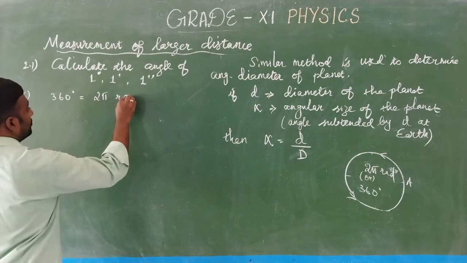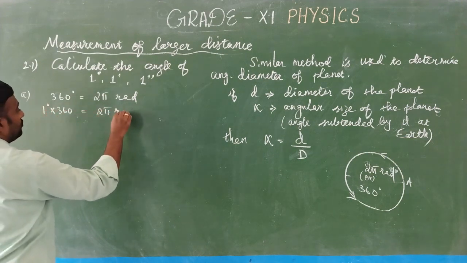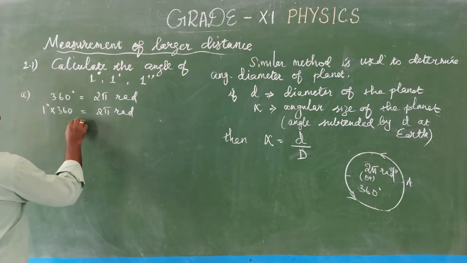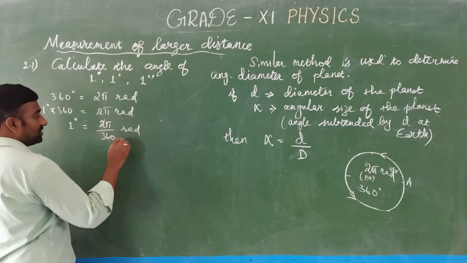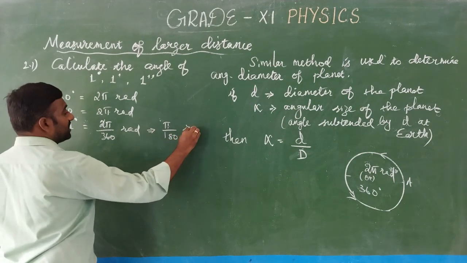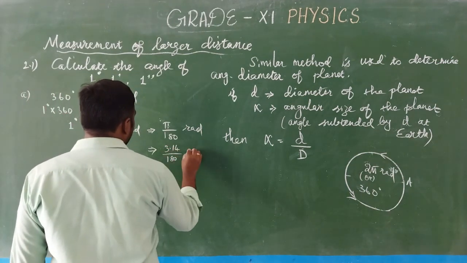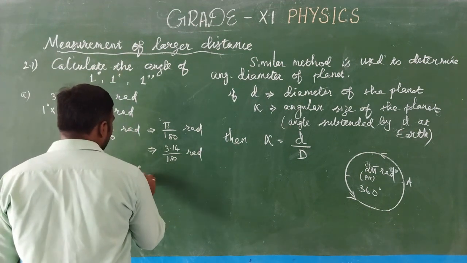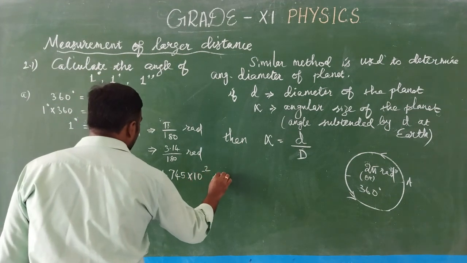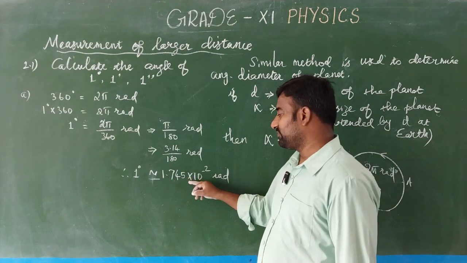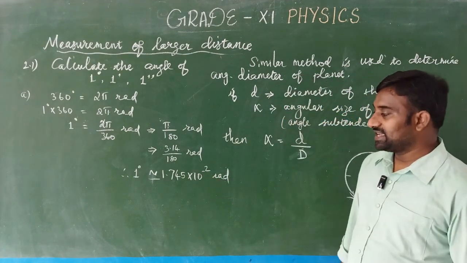So 360 degree is equal to 2 pi radian. We can write it as 1 degree into 360 is equal to 2 pi radian. Therefore 1 degree is equal to 2 pi by 360 radian. We can cancel 2 and 360, so finally we have pi by 180 radian. What is the value of pi? It is 3.14. So 3.14 divided by 180 radian. After simplification, 1 degree is approximately equal to 1.745 into 10 to the power minus 2 radian. Actually the value comes to 0.01745, but we changed it into 10 power minus 2, because the SI system mostly uses decimals. So this is the value of 1 degree.